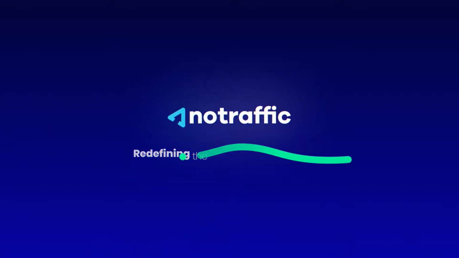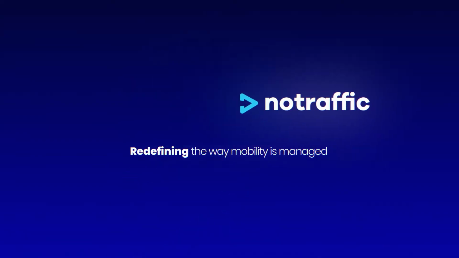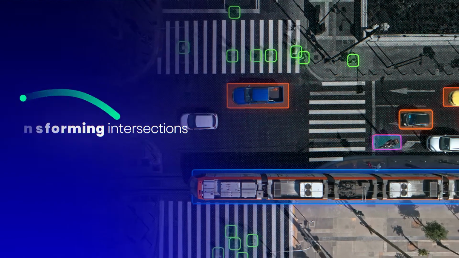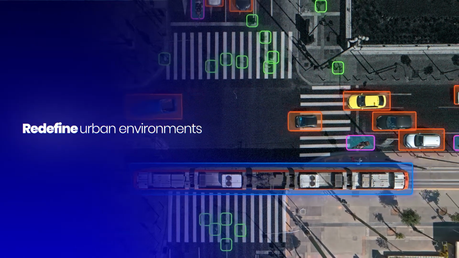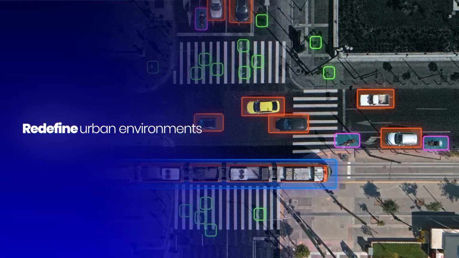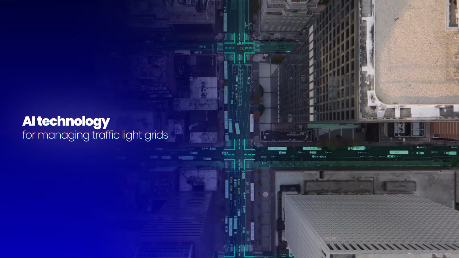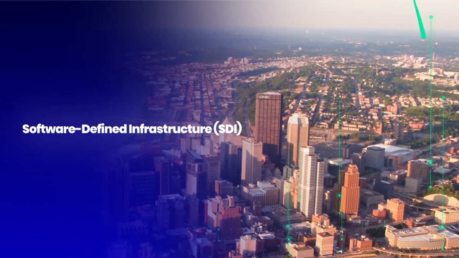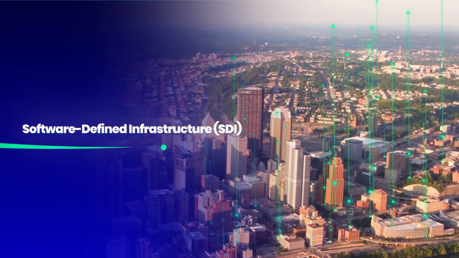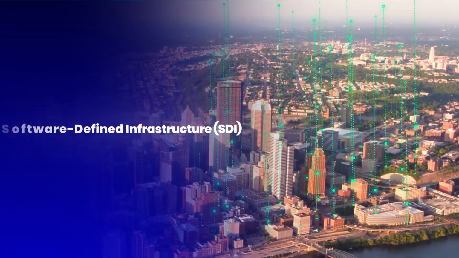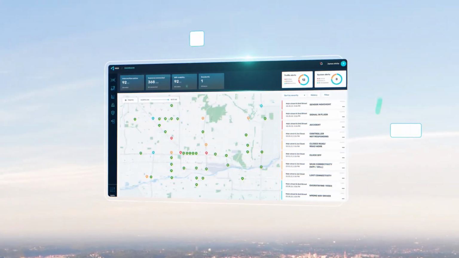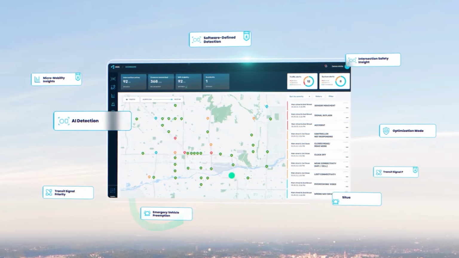NoTraffic is redefining the way mobility is managed. Transforming intersections to redefine the way all types of road users flow through urban environments. By harnessing advanced AI technology to manage traffic light grids, NoTraffic's AI mobility platform offers the world software-defined infrastructure to support multiple mobility applications on a unified platform with AI-enhanced detection.